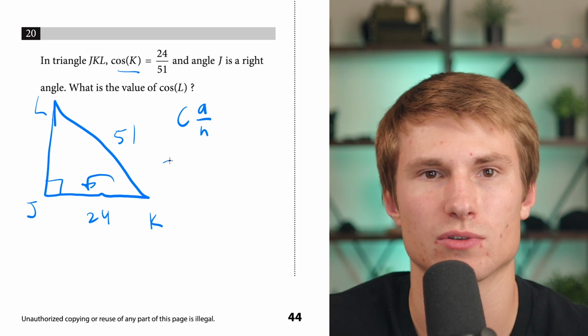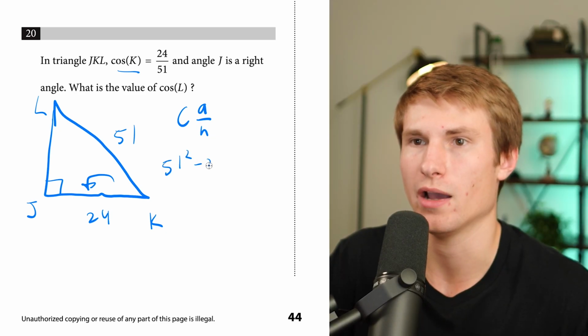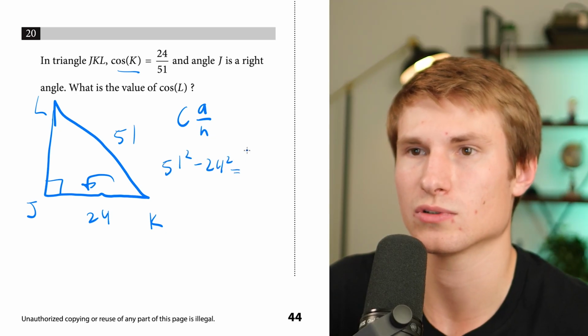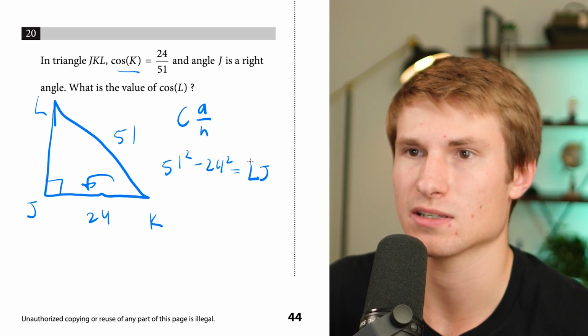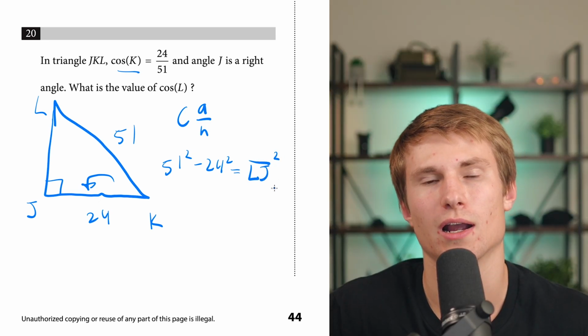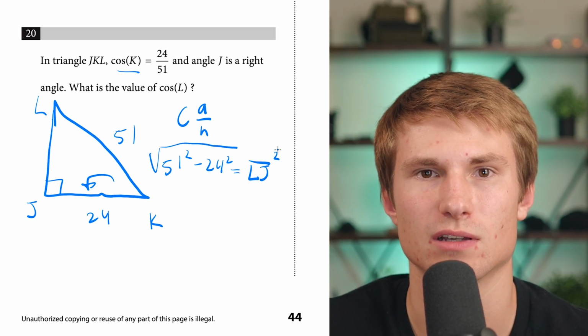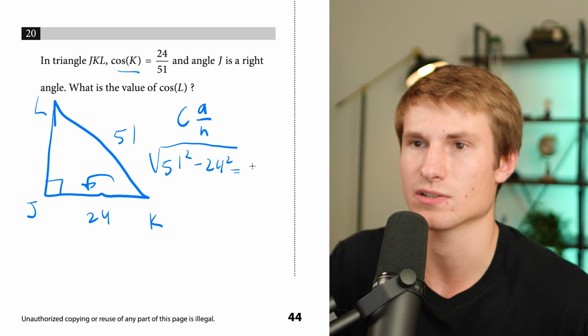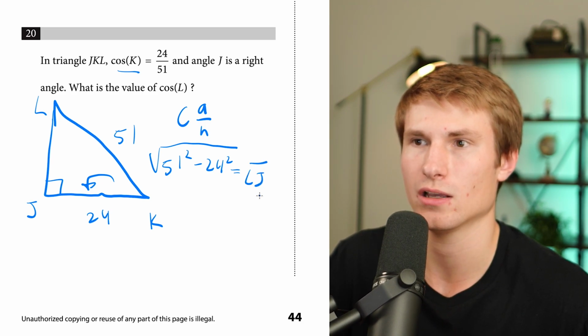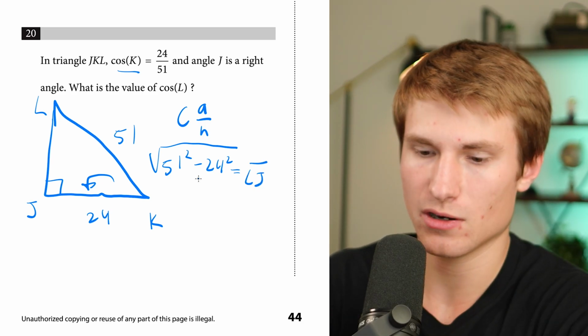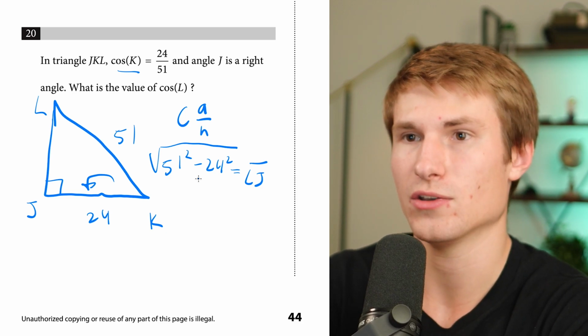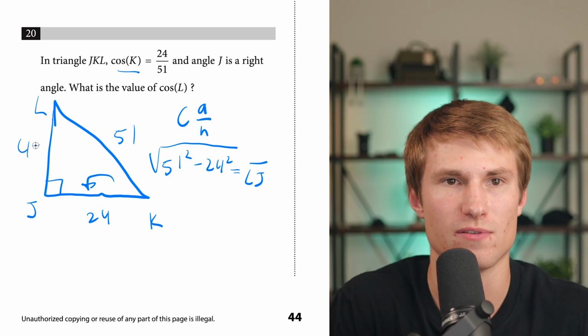So from here, what we'll do is 51 squared minus 24 squared is equal to LJ, this line, squared. Now what we can do is take the square root of all of this and the square root of LJ squared, and that'll just give us the value of the length LJ. Once we do that, if we put that in our calculator, that is going to give us a value of 45 for LJ. So we have 45 here now.